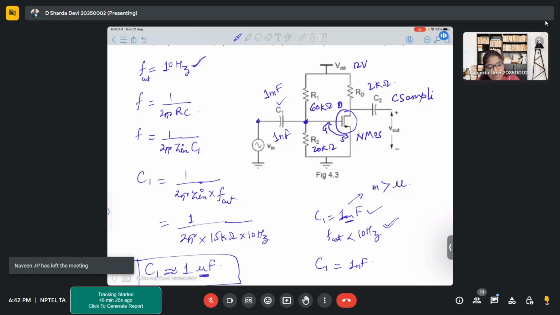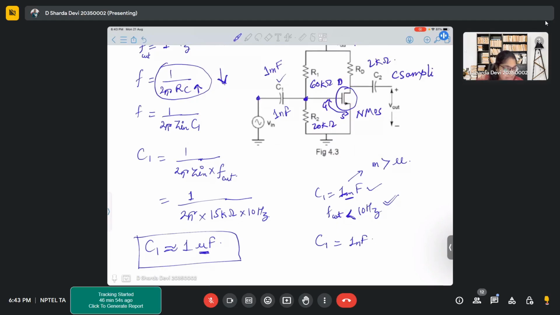Because your denominator has increased, right? So when you are increasing your denominator, your actual whole value will reduce. So your frequency will reduce. Is this clear? So yeah, the frequency is reduced and your cutoff frequency is less than 10 hertz.